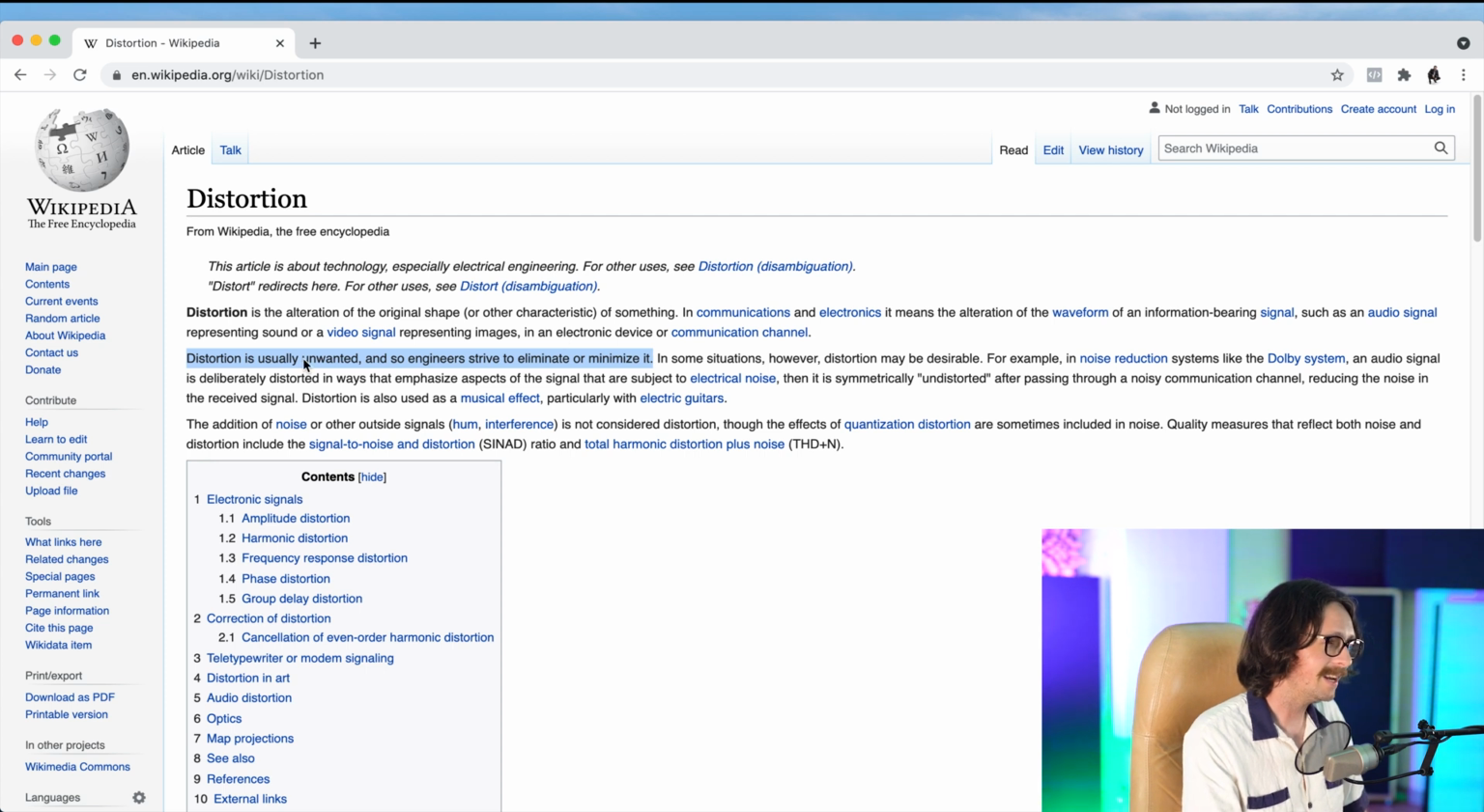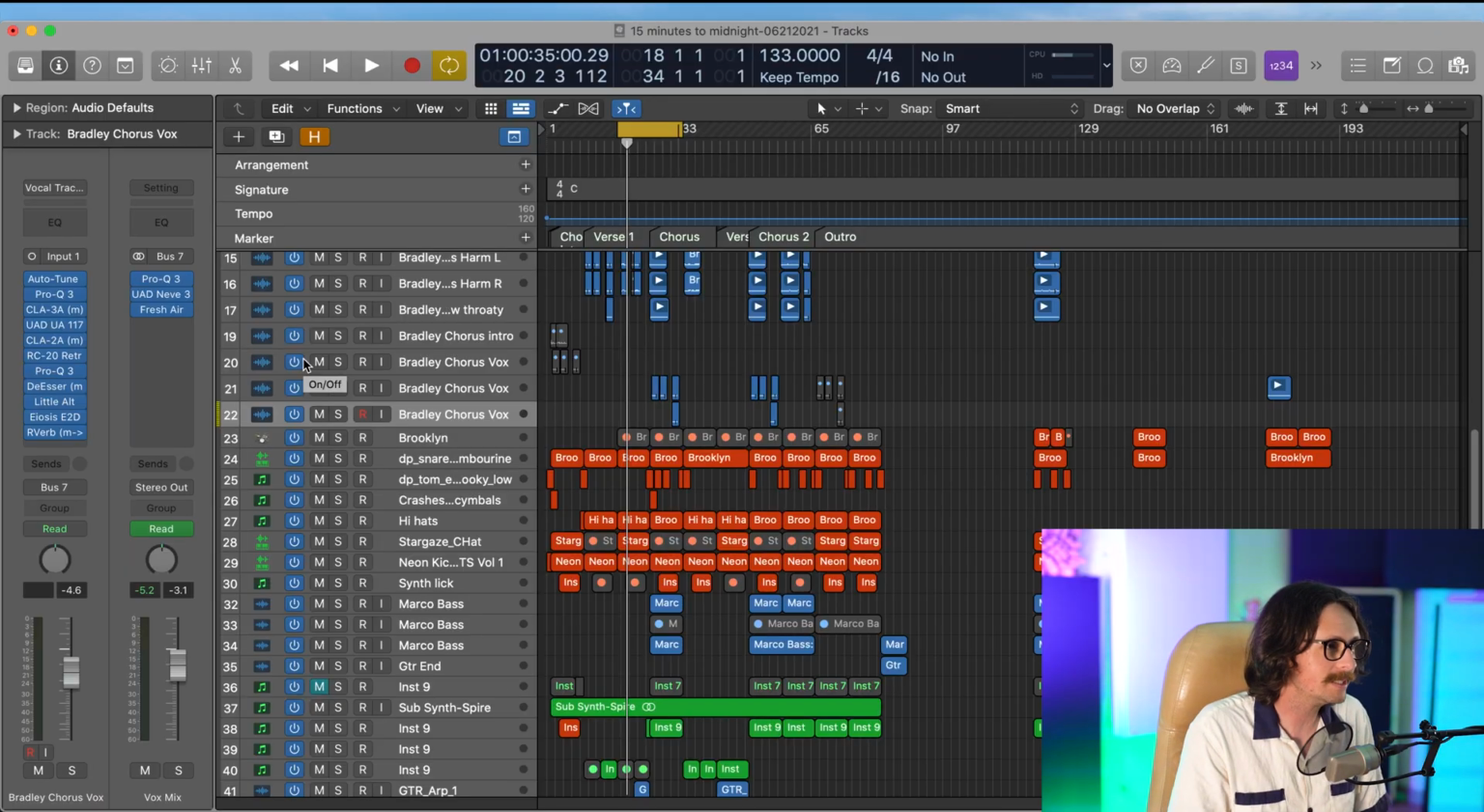Now, this is what I highlighted. Distortion is usually unwanted, and so engineers strive to eliminate or minimize it. Why, Wikipedia? You're so wrong about us trying to minimize distortion and get rid of it. It's absolutely untrue. Every plugin today, I mean, I'd say 75% of them are adding some sort of distortion.